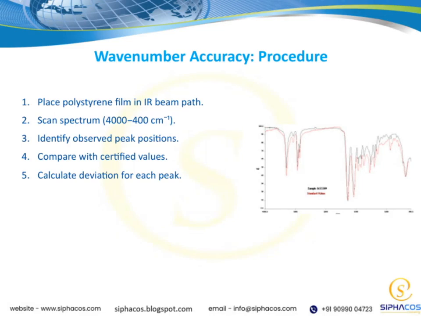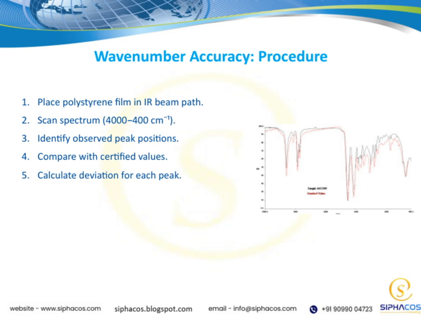First, we place a polystyrene film directly in the IR beam path. This film is our standard for calibration because it has well-defined absorption peaks. Next, we scan the spectrum over the range from 4,000 to 400 cm⁻¹. Once we have the spectrum, we identify the observed peak positions. These are the points where the absorption peaks appear in our data.